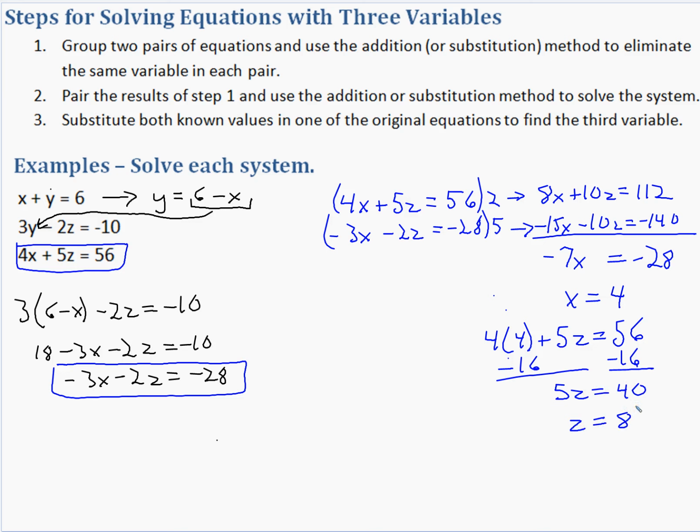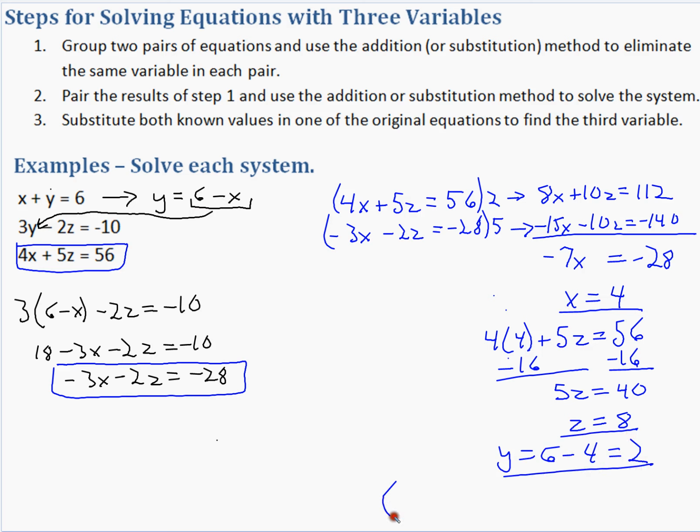And now, with this, the way this one's set up, these all have just two variables. So we could plug x or z into either of these two to find y. This one looks easiest. In fact, this one's even easier. We can just do y is equal to 6 minus x. 6 minus x, x was 4, so y equals 2. And so we have x is 4, z is 8, y is 2.